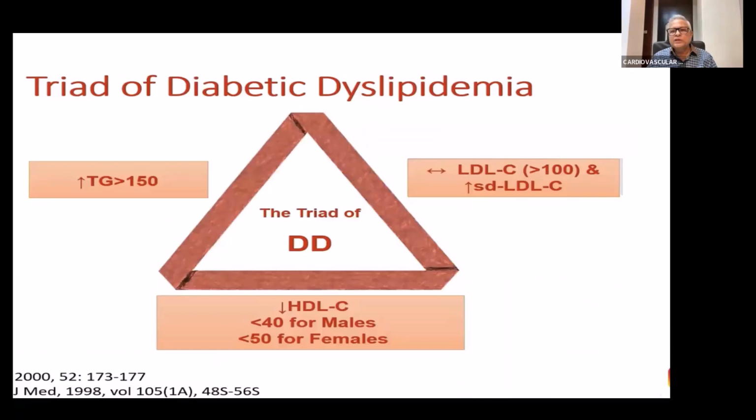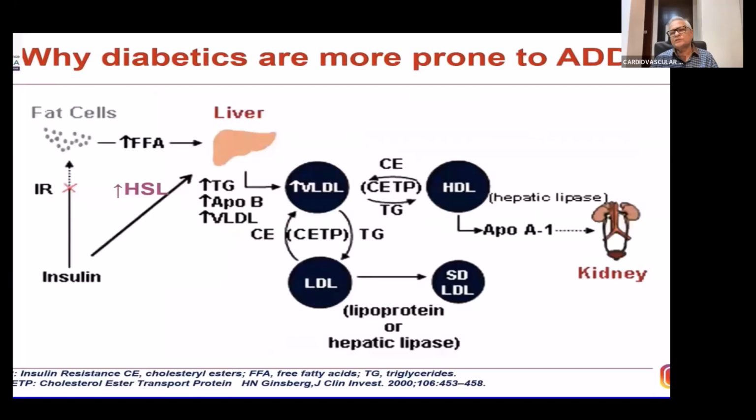So coming to the triad of diabetic dyslipidemia that we see in India, a very peculiar type of dyslipidemia. Increase in triglyceride level, reduced HDL-C level, and LDL-C, though normal, but small dense LDL is predominantly increased, the reason being insulin resistance. Insulin resistance activates the CETP pathway and converts large dense LDL into small dense LDL, which is more atherogenic.